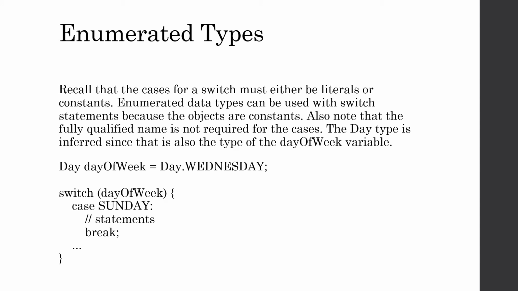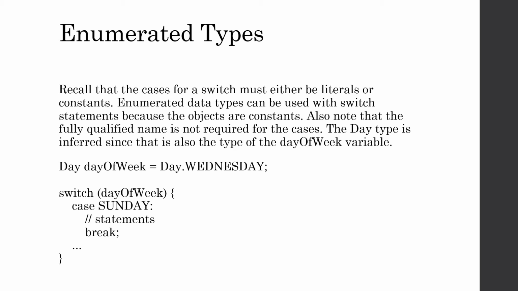And then finally, to wrap up on enumerated data types, you can take another look at the switch statement, so a little bit of conditional code. Recall that cases for a switch must either be literals or constants. Because enumerated data types are considered named constants, we can actually use those with switch statements. So we can add that onto the list of different data types that we can use with our switches. Also note that the fully qualified name is not going to be required for the cases.